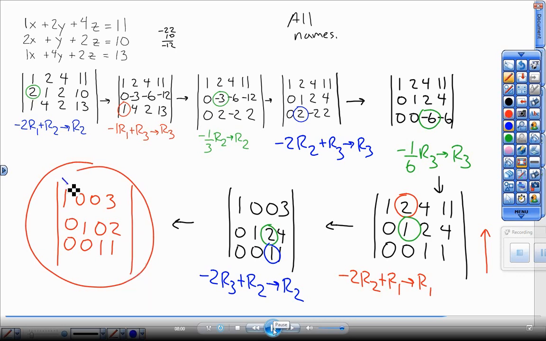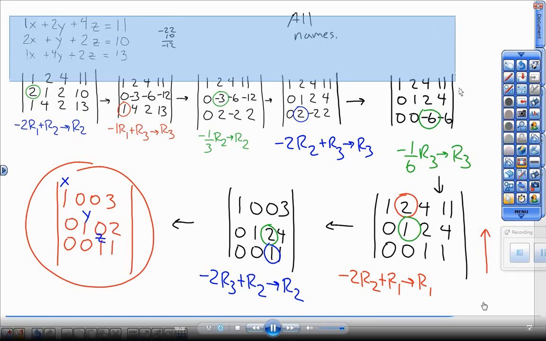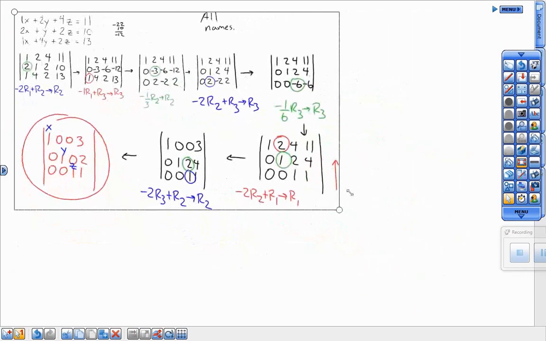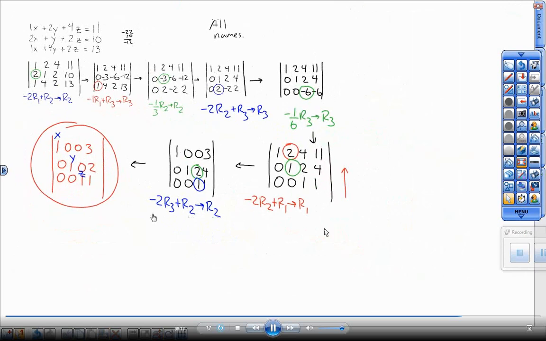X equals 3, y equals 2, and z equals 1. I'm going to do a quick check, which I would like you to write down for full credit too. Do the check. Prove to me that those answers work. So I'm going to plug them in. I'm going to plug in 3 for x, 2 for y, 1 for z.